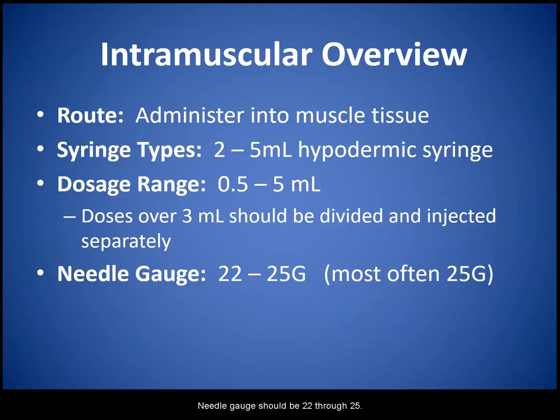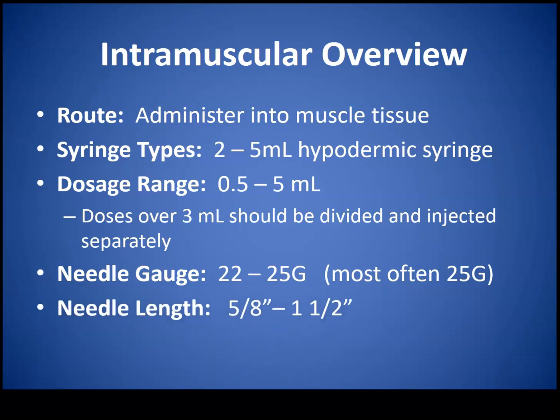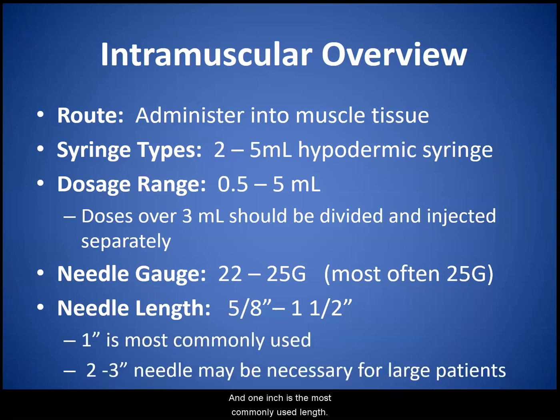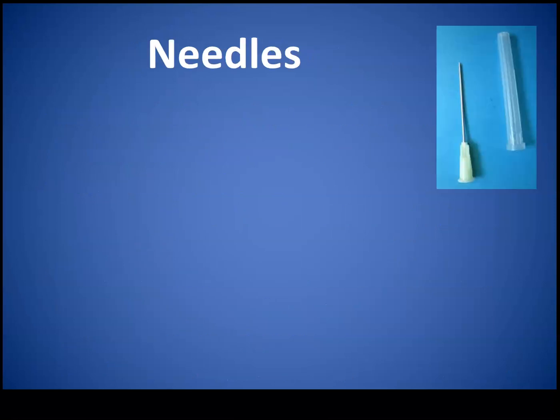The needle gauge should be 22 through 25 gauge, most commonly 25. Needle length should be 5/8 of an inch to 1.5 inches long, and 1 inch is the most commonly used length. For large patients, you may need a 2 to 3 inch needle depending on the site.